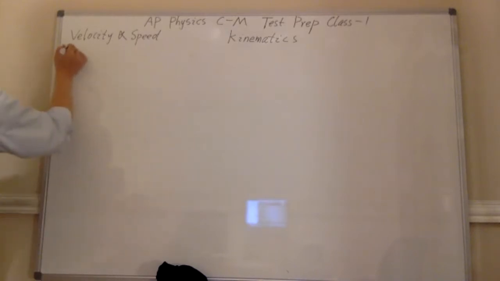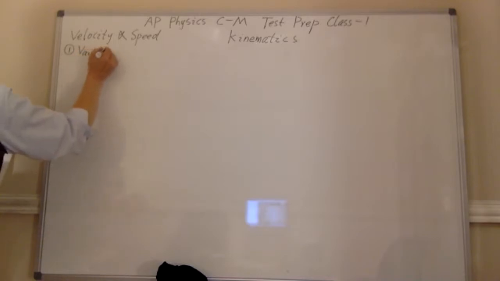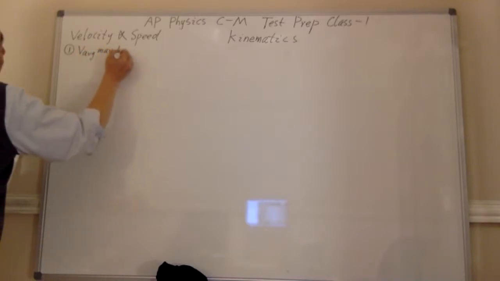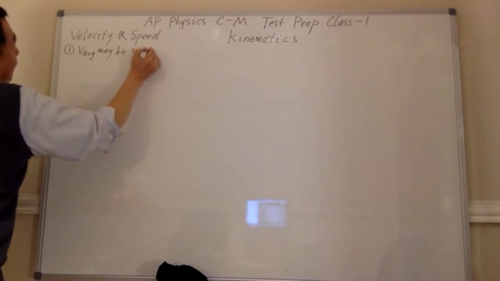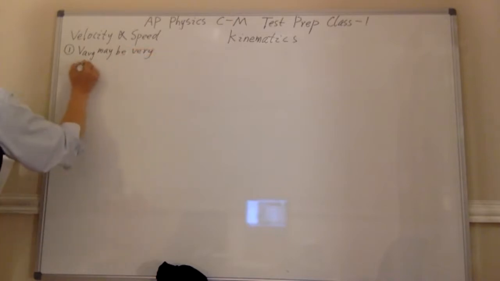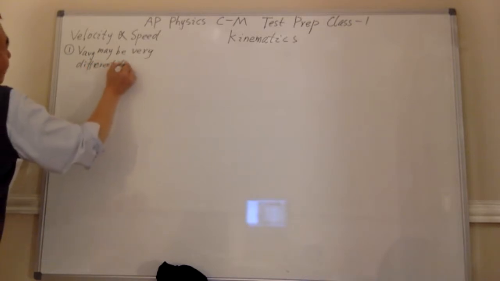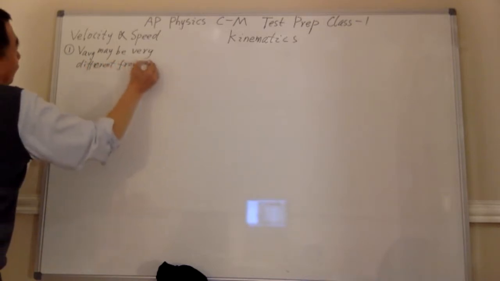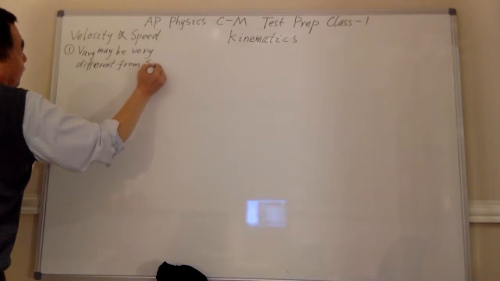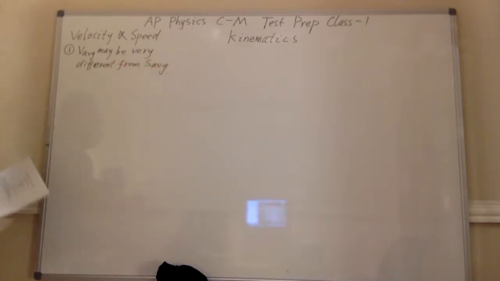One argument is that average velocity may be very different from average speed. Okay, average speed. This is one argument you need to keep in mind.